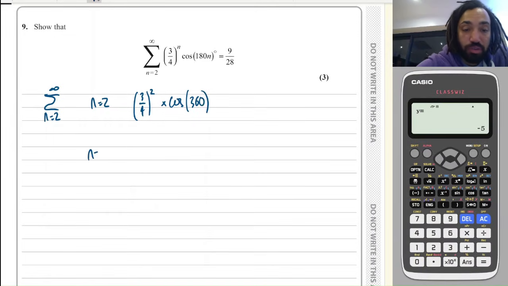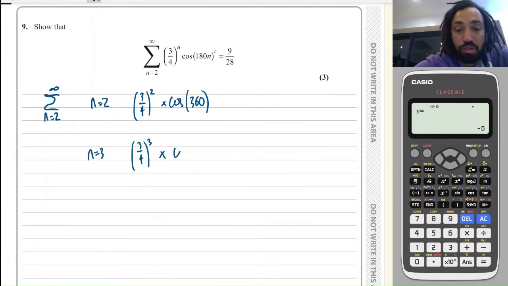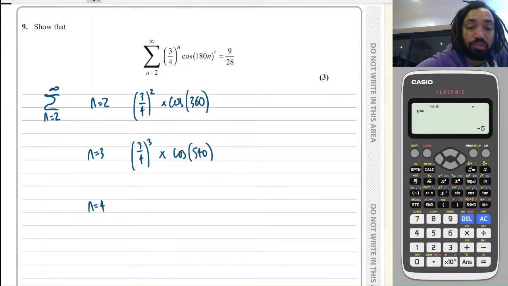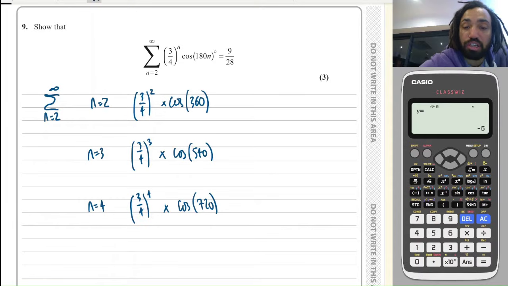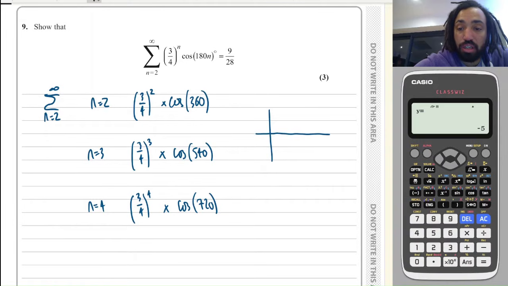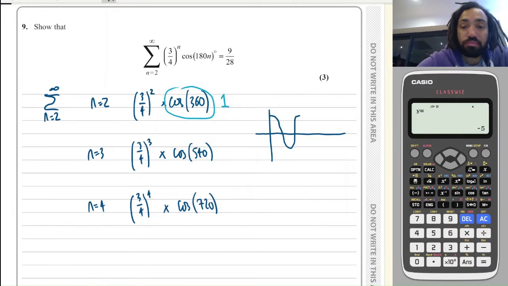Then when I sub in n equals 3, I'm going to get 3 over 4 cubed times cos of 540. And then when I sub in n equals 4, I'm going to get 3 over 4 to the power 4 times by cos of 720. Now obviously we're not going to keep doing this forever, because that would be ridiculous. But what we could do is look at the cosine graph and see how my values are going to change. So that's 360, gives you 1. So this is actually equal to just 1.